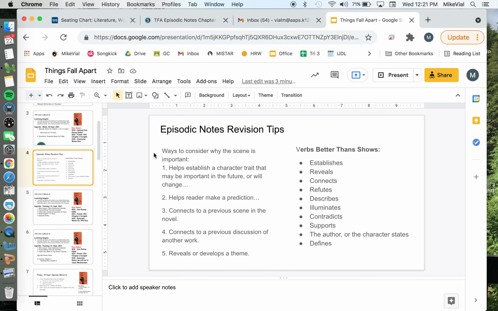Consider, does it help establish a character trait that is important for later in the book? A trait that might even change. Is it helping the reader make a prediction? You can always make a prediction about what you think will happen. Does it help make a connection to a previous scene? Does it connect a previous discussion or another work? Does it reveal a theme?